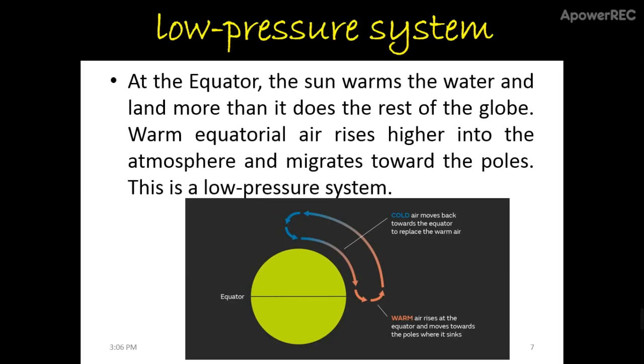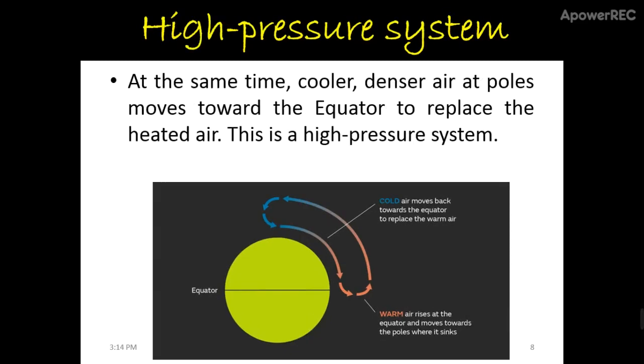Now, if you observe this figure, the warm air rises at the equator and moves towards the poles, where it sinks. In the high pressure system, the cooler and denser air at the poles moves towards the equator to replace the heated air. This can be observed by the blue lines in the figure.